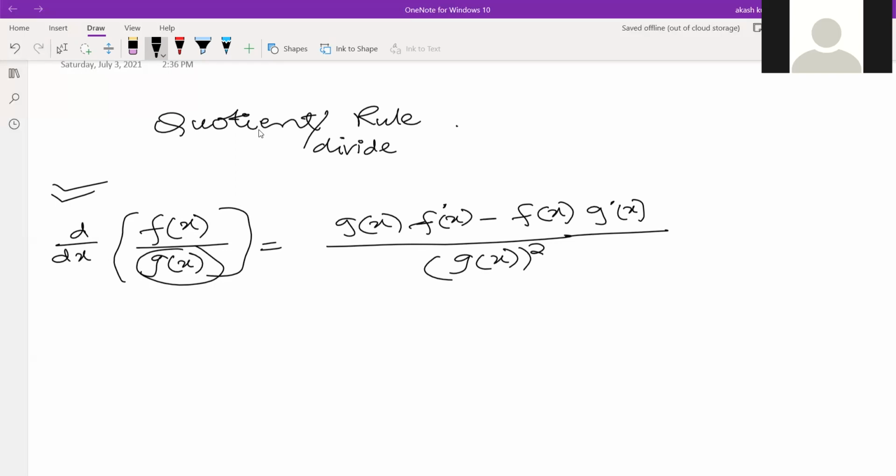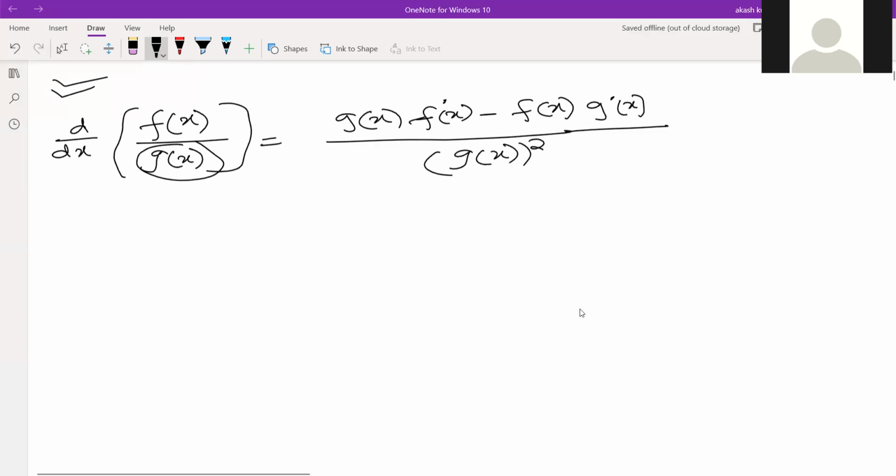But here the two terms are subtracted, so the order does matter to us. We have to first keep g of x as it is and differentiate f to get f dash of x, and then keep f of x as it is and differentiate g to get g dash of x, and then we have to square the g of x function. Is it clear? Okay, let's start with a very simple example.